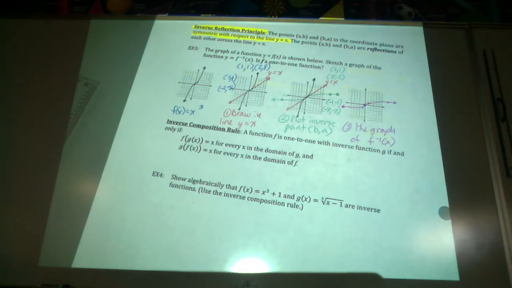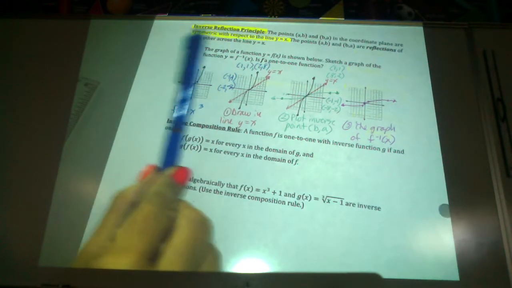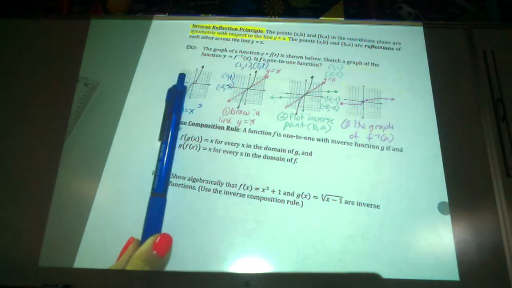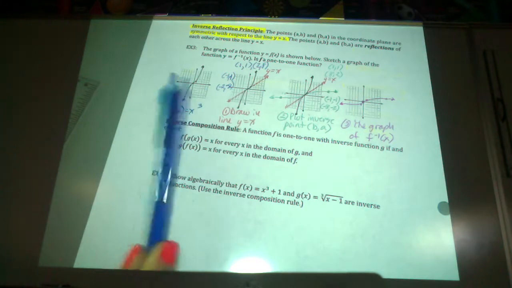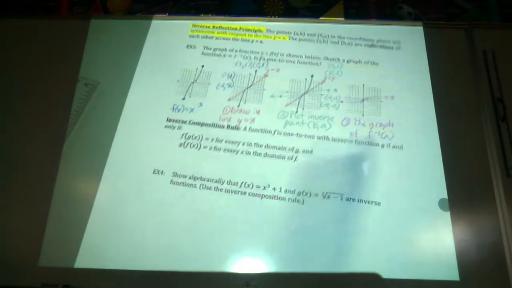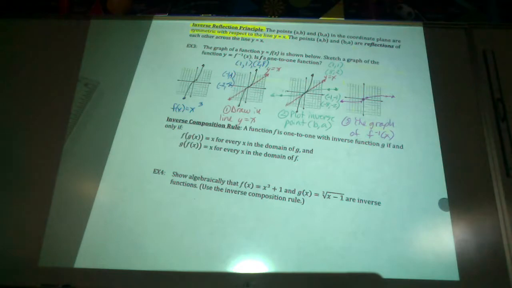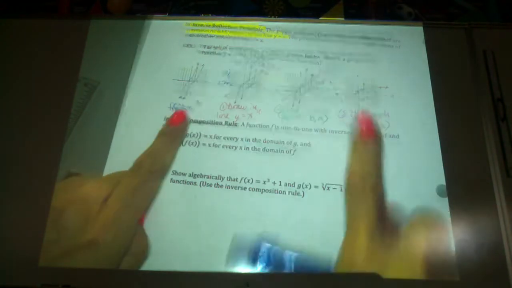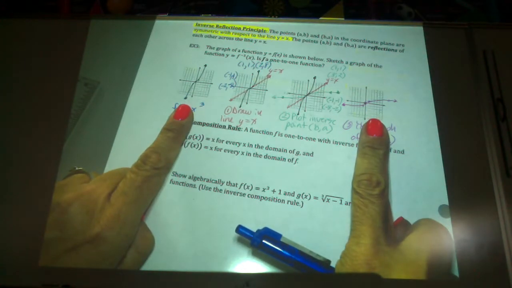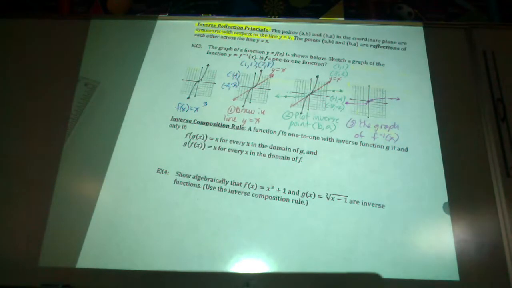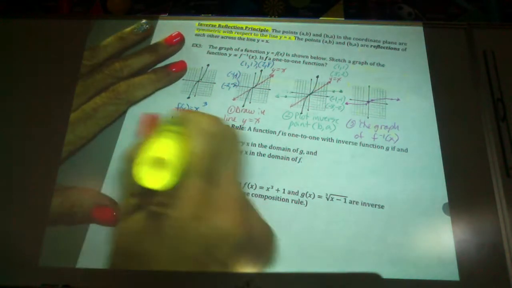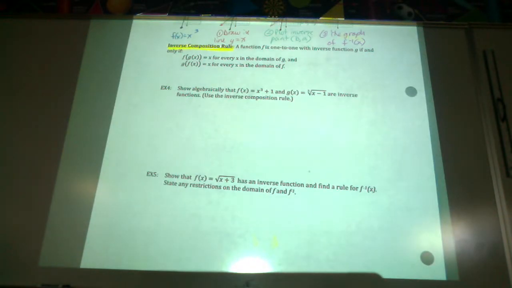Because remember the definition of one-to-one says that the original function passes the vertical line test and the horizontal line test. Because it passes both, essentially, because both are functions, that's why it's one-to-one. Both of them have to be functions. And as you look at the graphs, they're both functions, right? So they're one-to-one. All right, so then we're going to use the inverse composition rule to actually find a one-to-one inverse function.